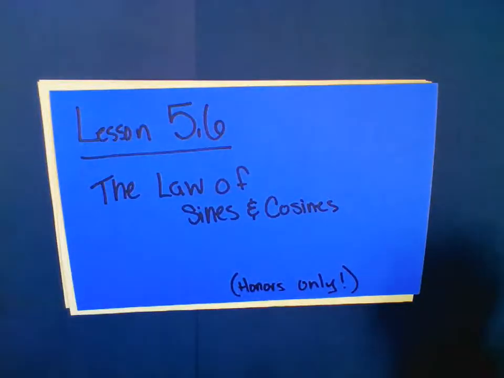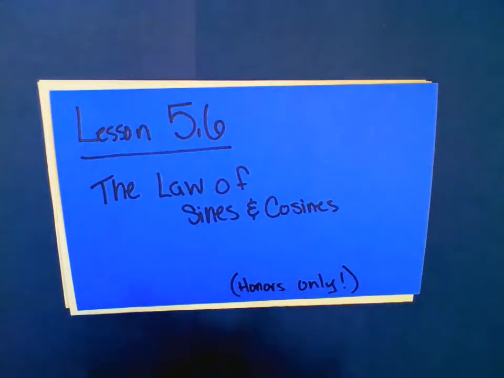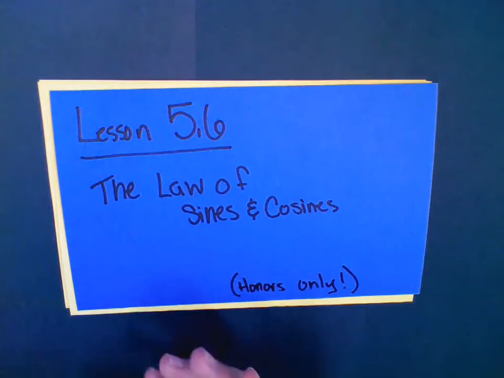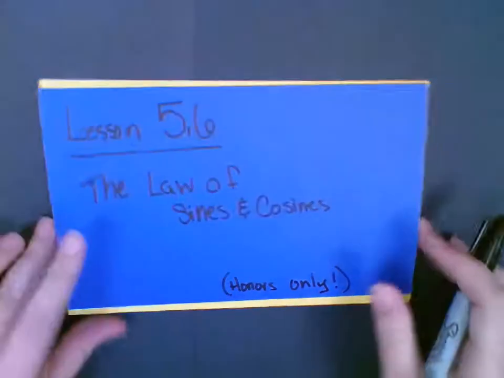Everyone, this is lesson 5.6, the law of sines and cosines. Everything we've learned in chapter 5 so far has been defined for right triangles. The Pythagorean theorem, sine, cosine, and tangent all require right triangles. But in this chapter we're going to learn how to find a missing side or angle if we're not given a right angle. So let's take a look.